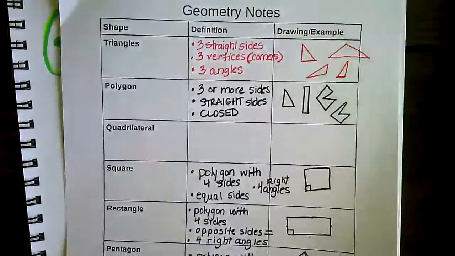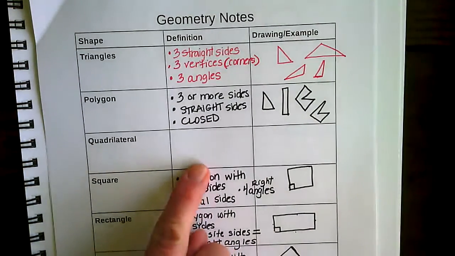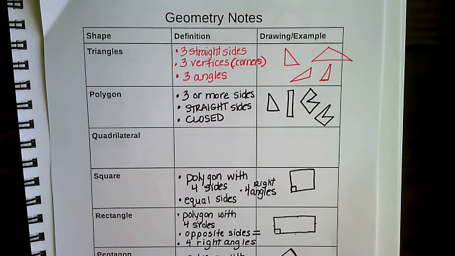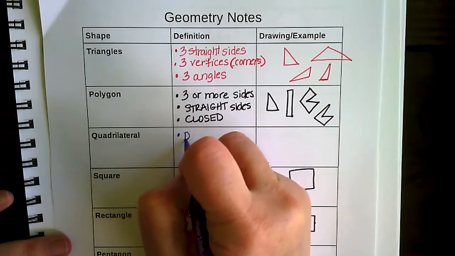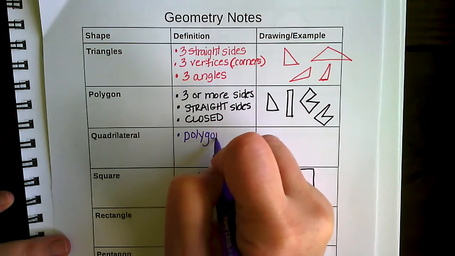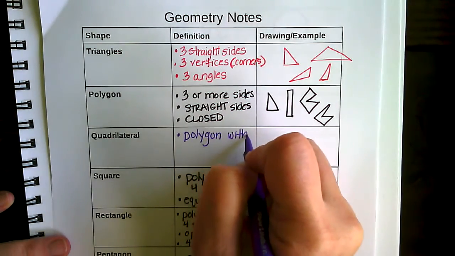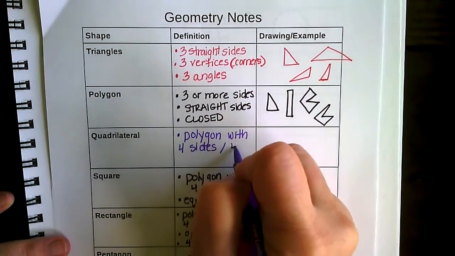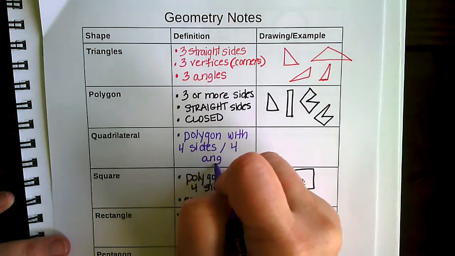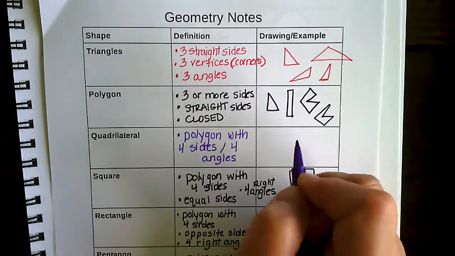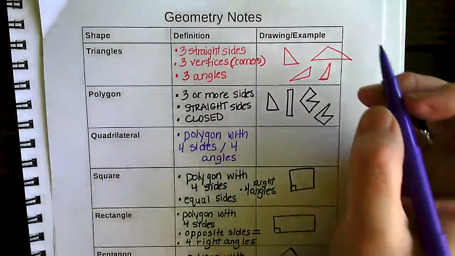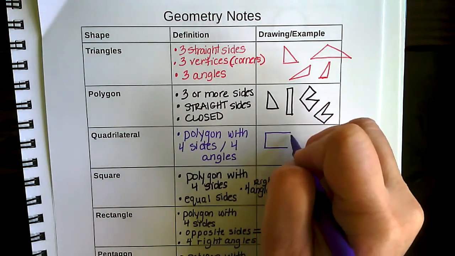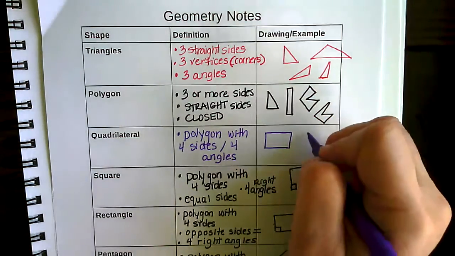All right, so looking at the first sheet, we skipped quadrilateral yesterday. We don't need to skip it today. A quadrilateral is a polygon with 4 sides, and it also has 4 angles. And we can draw a couple examples. 4 sides, 4 angles.